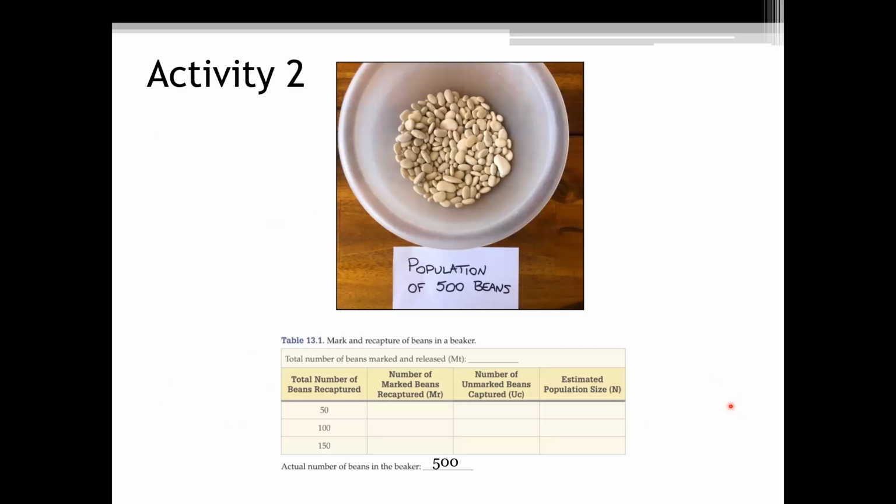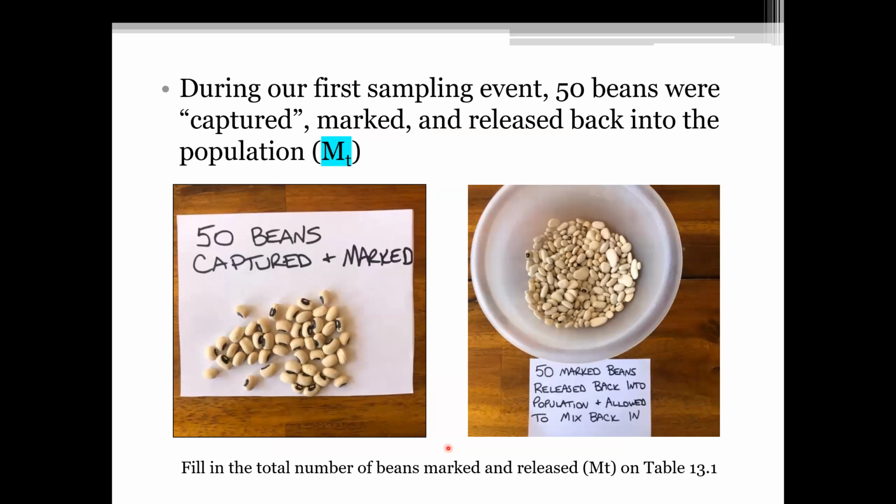Okay, so in activity 2, you could do this at home if you would like. You will get 500 beans. This is your population size, 500. Now during our first sampling event, we're going to go ahead and get 50 beans. So 50 beans were captured, marked. They're marked with this black Sharpie, and then they're released back into the population. So we just did steps 1, 2, and 3. So our MT is going to be 50.